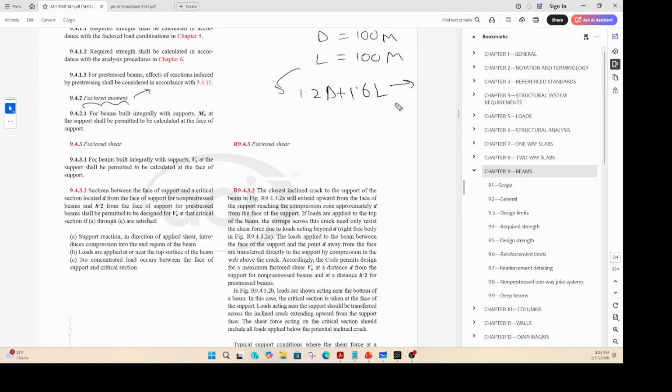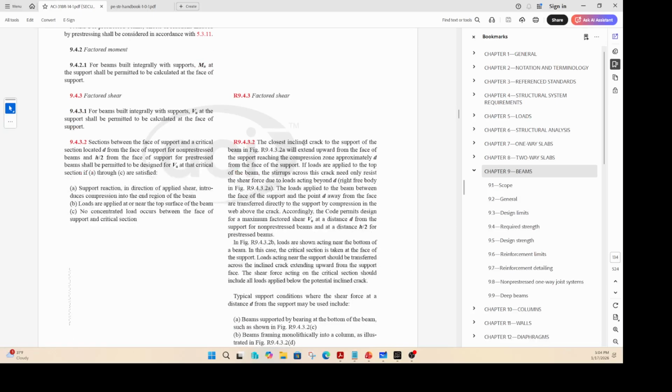From this factored load, you get a factored moment, right? That is how you calculate a factored moment. You calculate the factored moment, and you can also calculate your factored shear values. Now you size your section for these, and do all the other checks for these factored loads. Pretty straightforward, nothing super interesting.